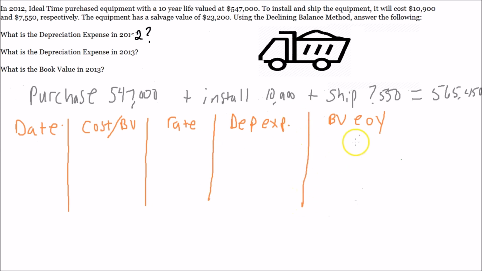Now, once again, what is our rate? Well, we take 100% divided by 10. That's going to be our depreciation rate. So 10%, that's the same down the line. Now, the date, when did we get it? Well, it says at the beginning of 2012. That's when we got it. What was our cost? Well, we already determined that, 565,450. So let's just plug it in.